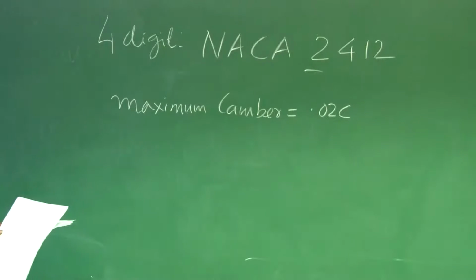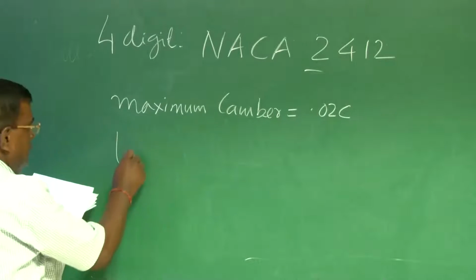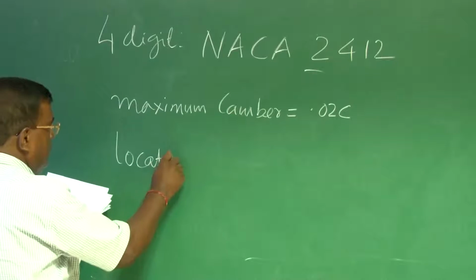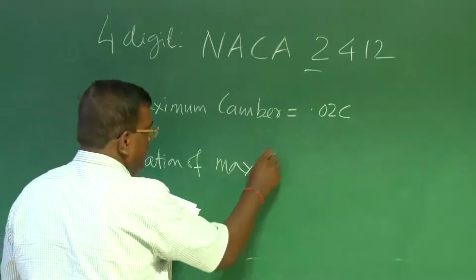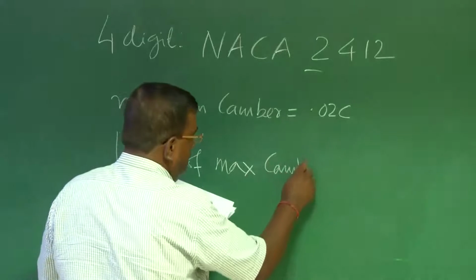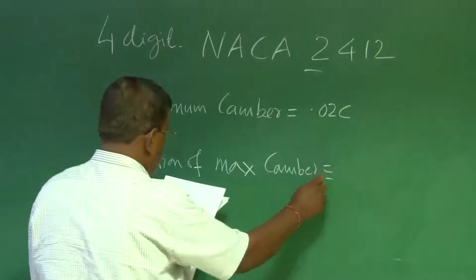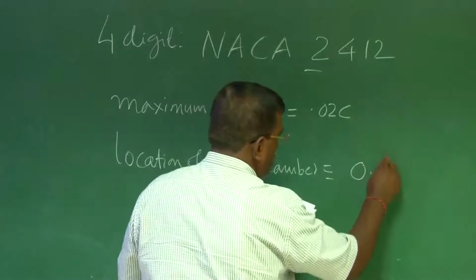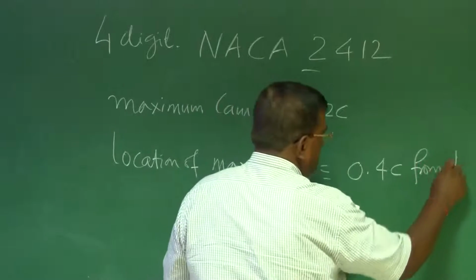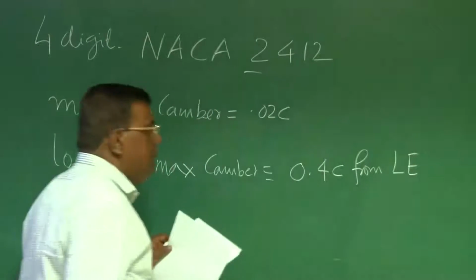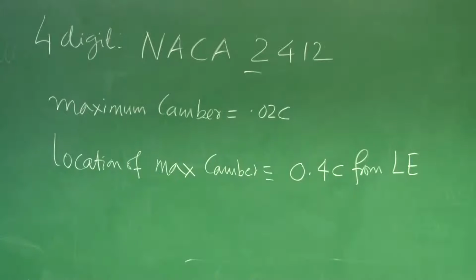What does this 4 signify? That location of maximum camber is 0.4 C from the leading edge. Right, C is the chord.